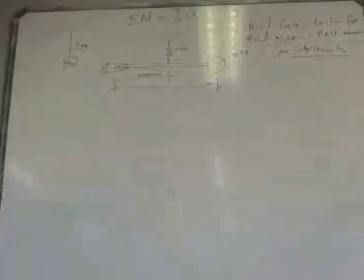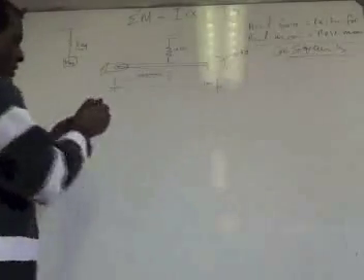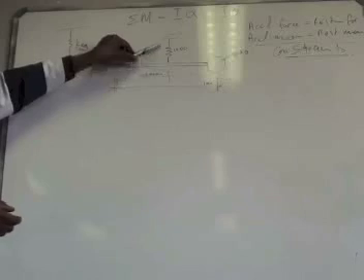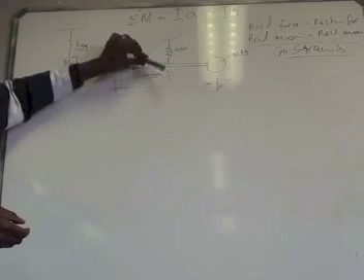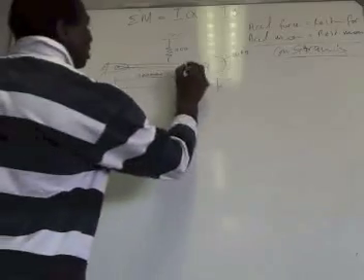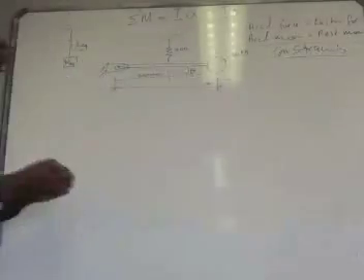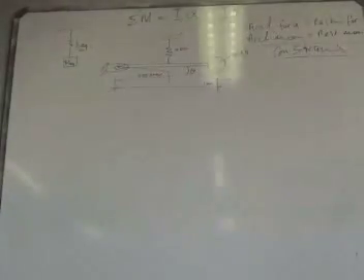Right. Let's identify the motions. One, we have this thing rotating about the pivot like that, right? Let's call that theta. That's our first motion.